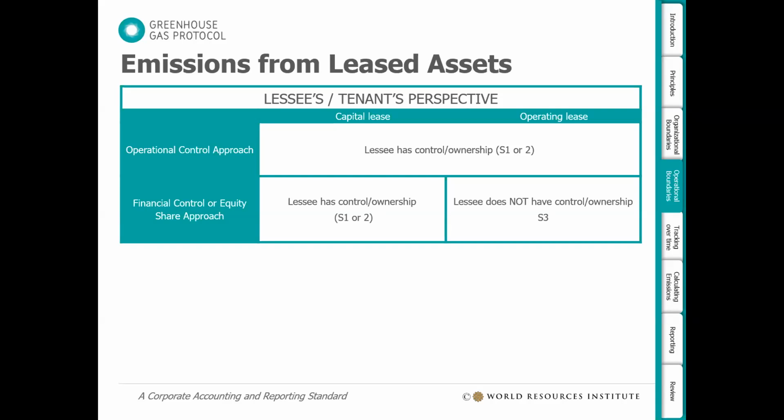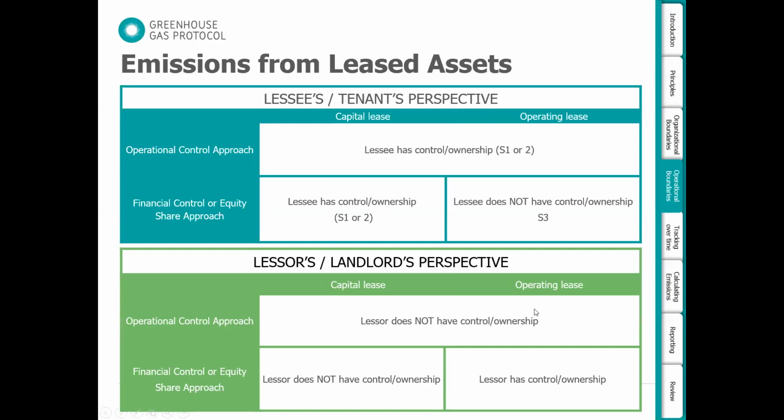The accounting is reversed for the lessor's perspective, as shown at the bottom of this slide. So in other words, what's scope 1 or 2 for the lessee is scope 3 for the lessor, and what's scope 1 and 2 for the lessor is scope 3 for the lessee.